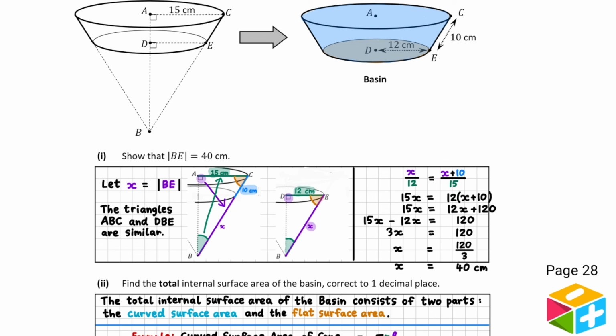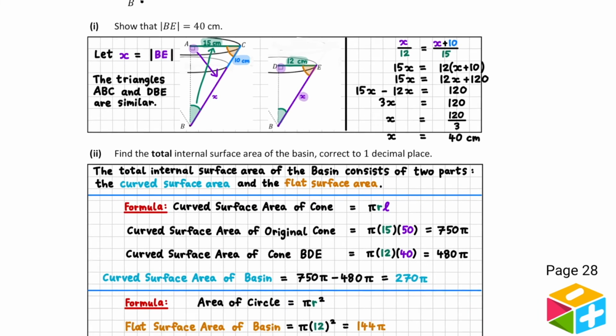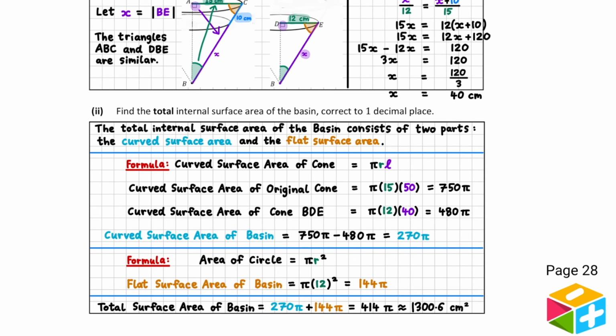To find this, we should look back at the original cone. If we find the total surface area of this full original cone, and then subtract away the curved surface area of this smaller cone, which I've coloured in red, then that will leave us with the desired blue area. Now that we've outlined our strategy, let's go ahead and actually calculate each of the areas.